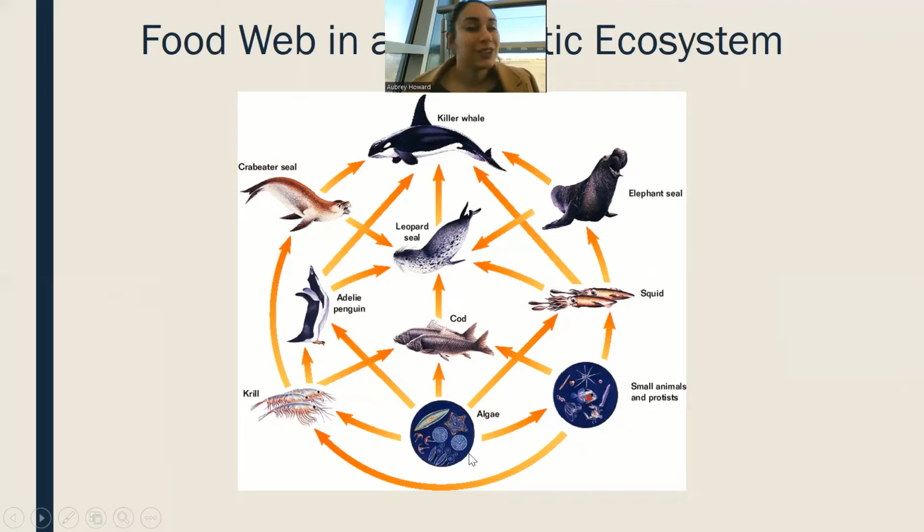We have our food chain here, where we have our algae, and it goes to the krill, and then to the cod and the seal and the killer whale. However, you can also see another food chain being formed here, with the algae to the squid, to the elephant seal, to the killer whale, or the algae to the protist, to the cod, to the leopard seal, and so on and so forth. So all of these single pathways, interconnected and interacting with each other, being shown by all of these arrows, form a food web.